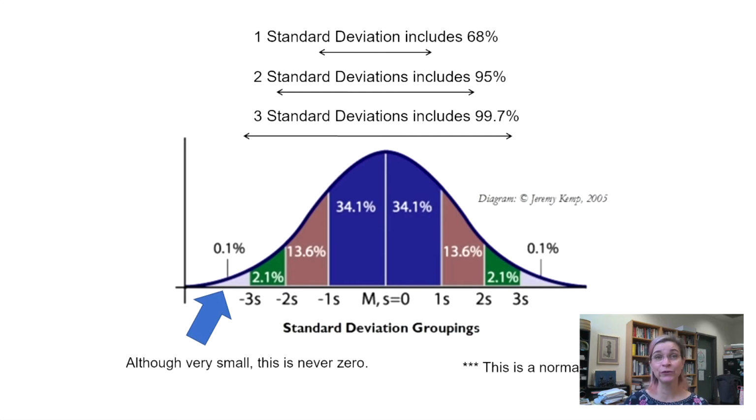Okay. So for a normal distribution, where you have that nice bell curve with no right or left bias in the distribution of your data points, one standard deviation includes 68% of your data, and 2 standard deviations includes 95%. 3 standard deviations includes 99.7%.